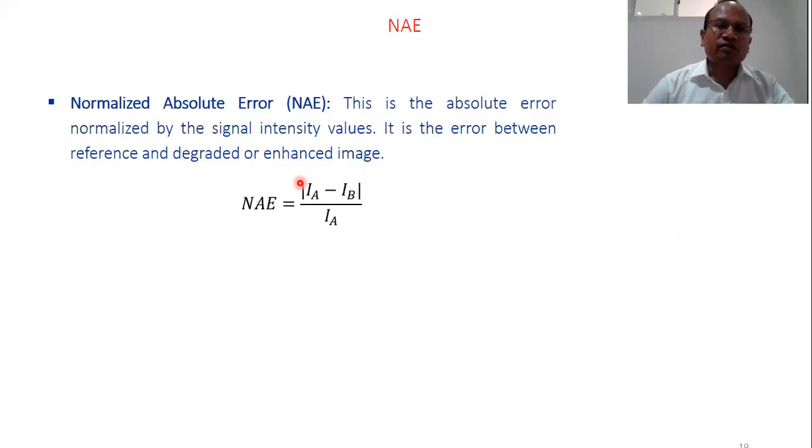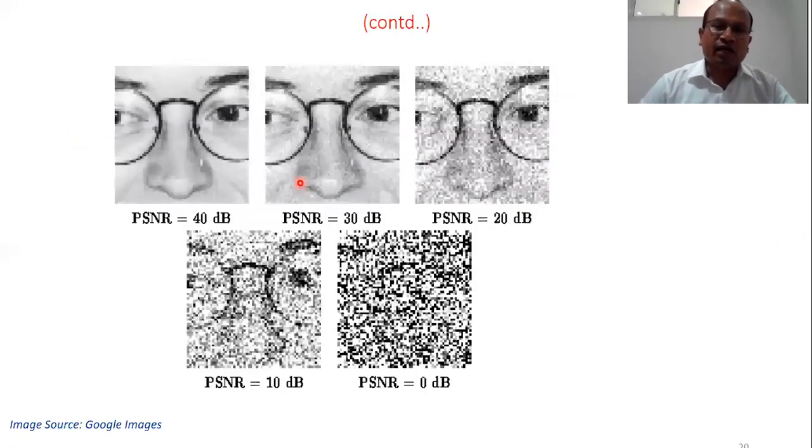Normalized absolute error: we can apply normalization and then we can get NAE. Now, if you look at this result, you will find PSNR of 40 dB, 30 dB, 20 dB, 10 dB, 0 dB. Look at the result, the same image is enhanced. What is the level of enhancement? We can check with respect to how much the PSNR is.